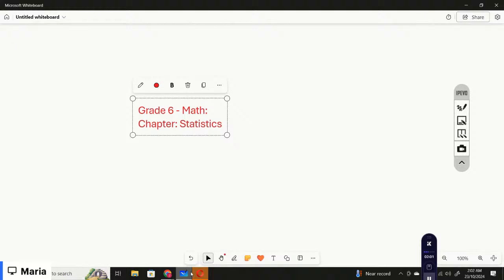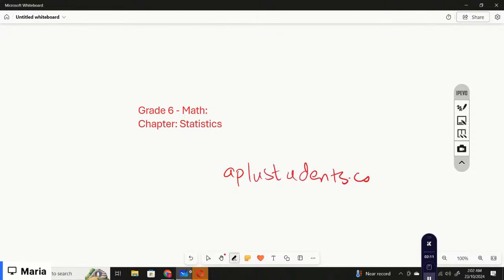We are here for grade 6 math. You can find all the lessons on aplusstudents.com. You have to log in there using your email address and password as provided by the administrator. Then you have to select math from the subject tab, scroll down to grade 6 math, and then click on view all lessons. There you can find a list of the chapters. We're going to start with the chapter statistics.